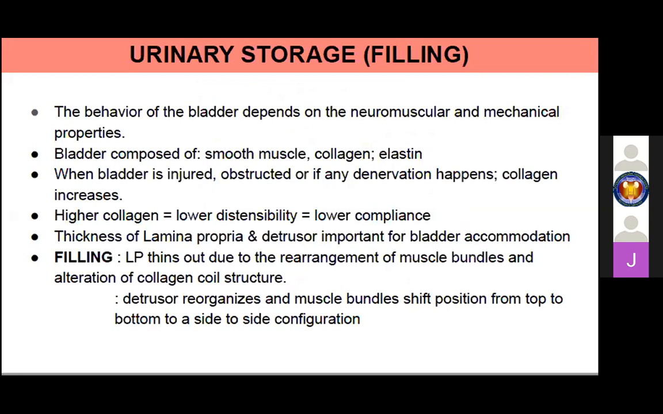The thickness of the lamina propria and the detrusor are important for the bladder accommodation. In filling, the lamina propria thins out due to the rearrangement of muscle bundles and alteration of collagen coil structure. Also during filling, the detrusor reorganizes and muscle bundles shift positions from a top-to-bottom to a side-to-side configuration.